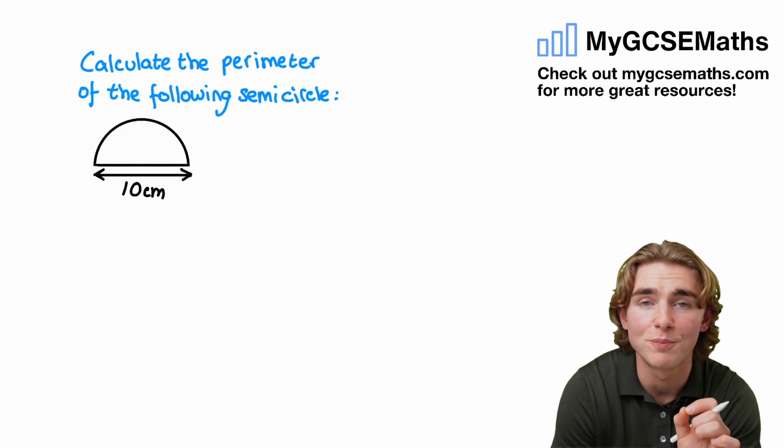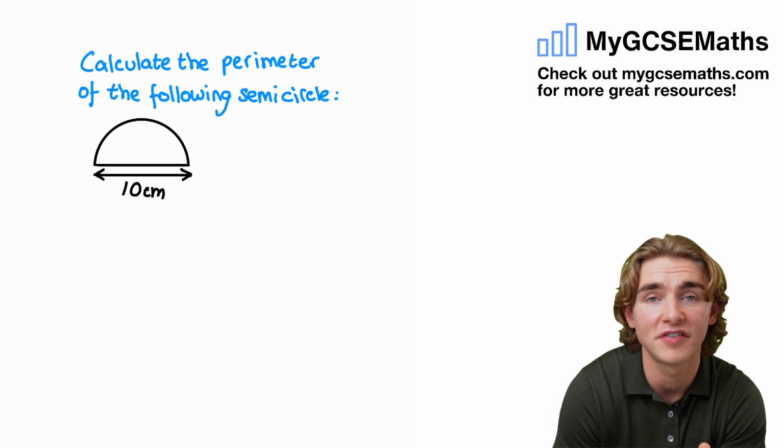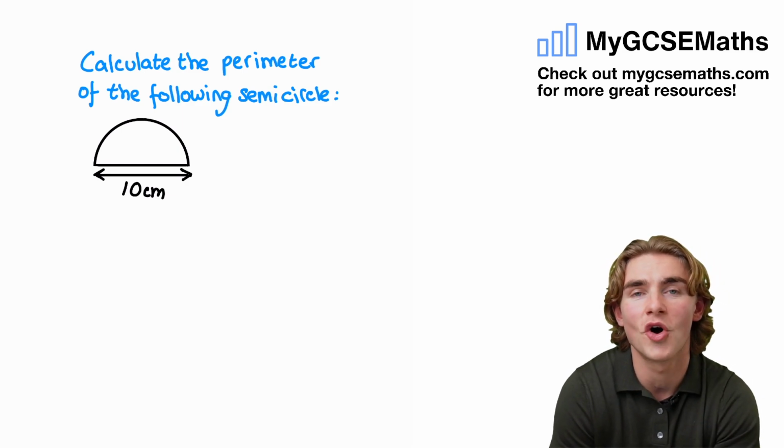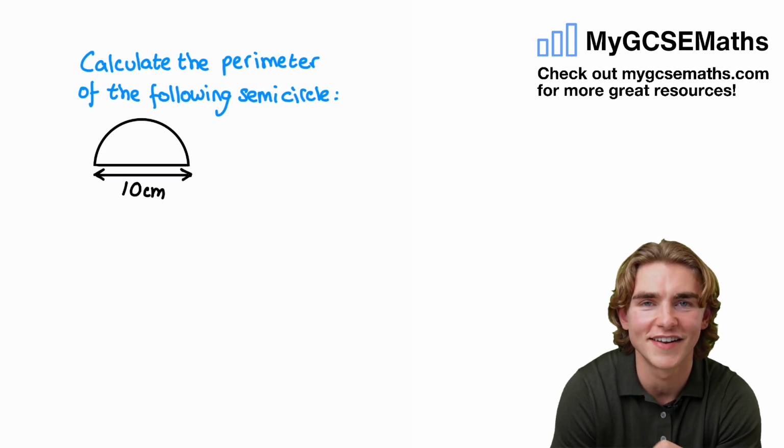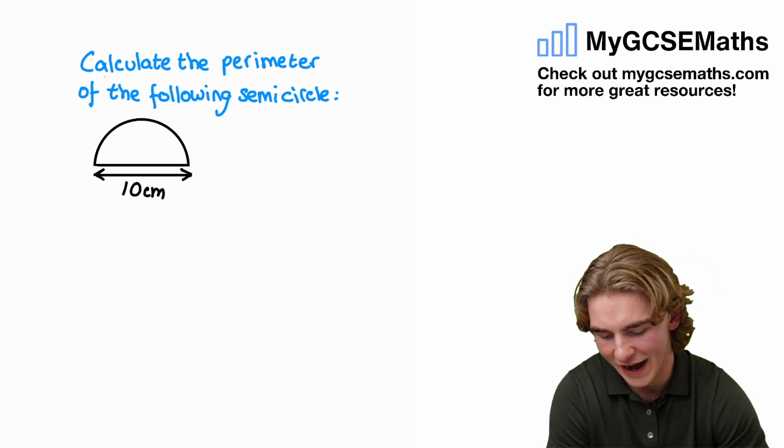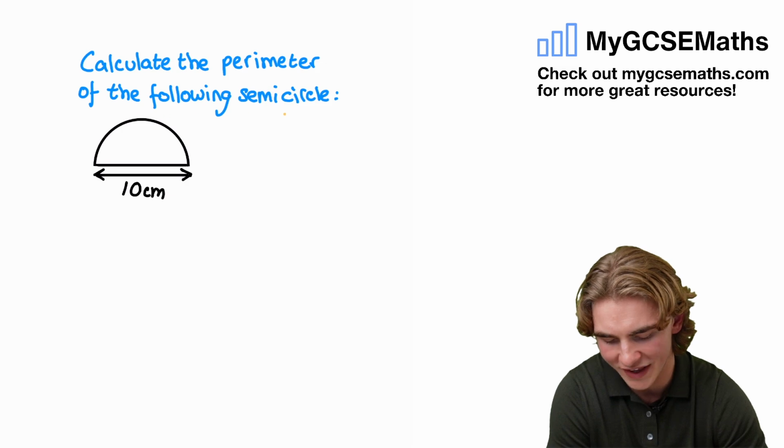Questions like this, guys, are pretty annoying. They actually come up quite often in exams, and a lot of students get them wrong, mainly because of silly mistakes. Let's have a look at this one. The question asks us to calculate the perimeter of the following semicircle.